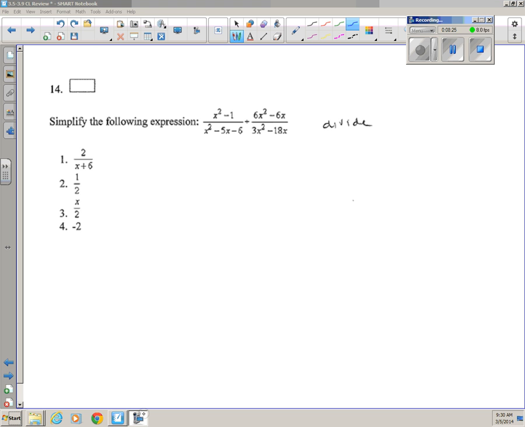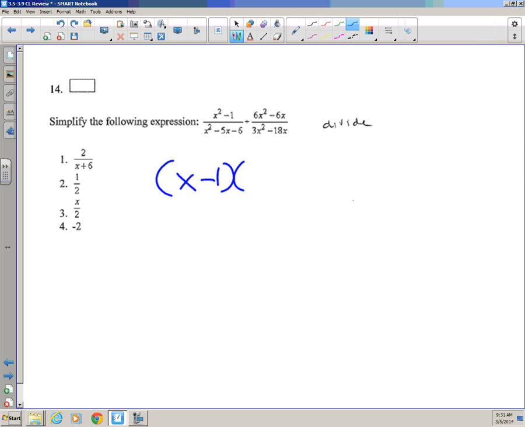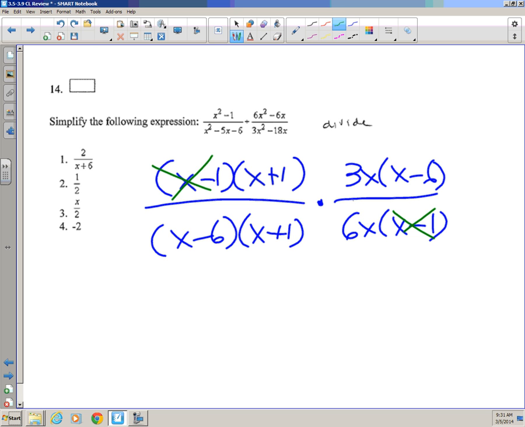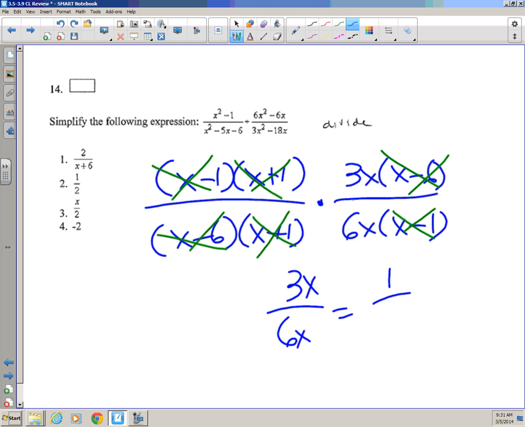The next one, are we still recording? Okay, so the next one, simplify. This is division. Number 14, dots. X minus 1, x plus 1. I am x minus 6, x plus 1. Keep, change, flip. New numerator, 3x, x minus 6, new denominator, GCF, 6x, x minus 1. Let's see. Minus 1, minus 1, plus 1, plus 1, minus 6, minus 6. You're left with mono, mono, again, down to 1/2. The x's go away.